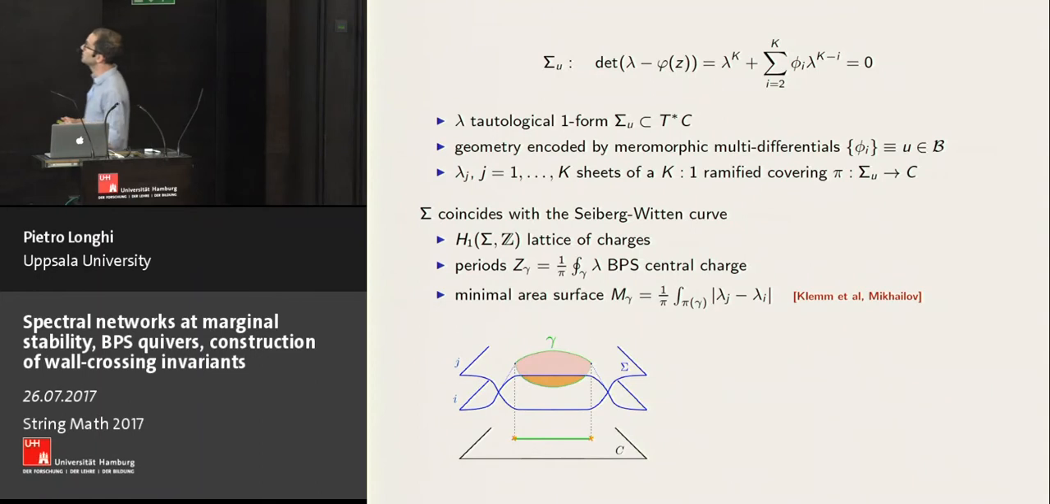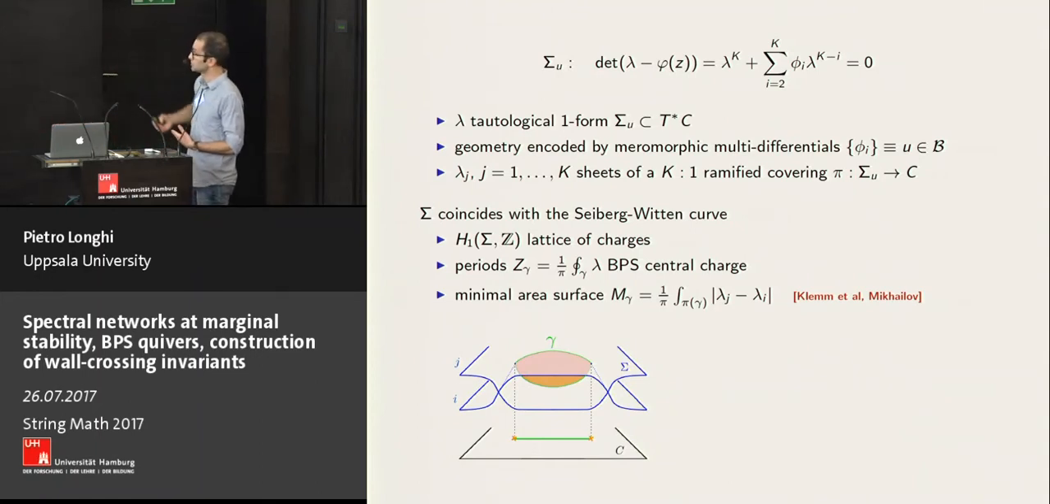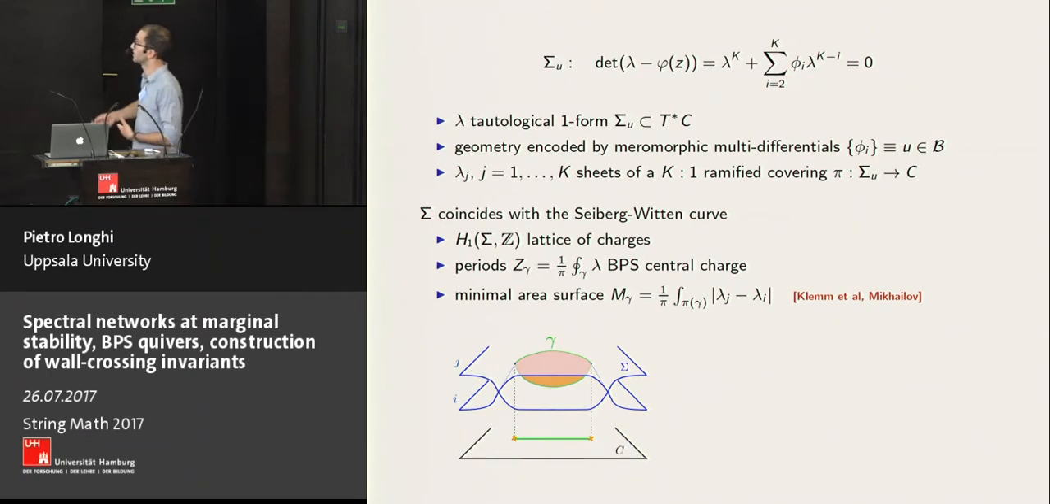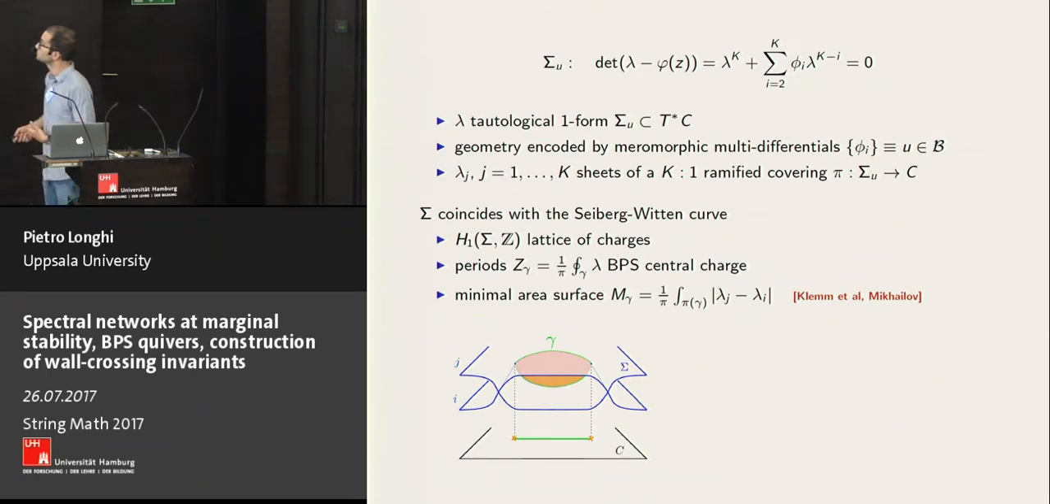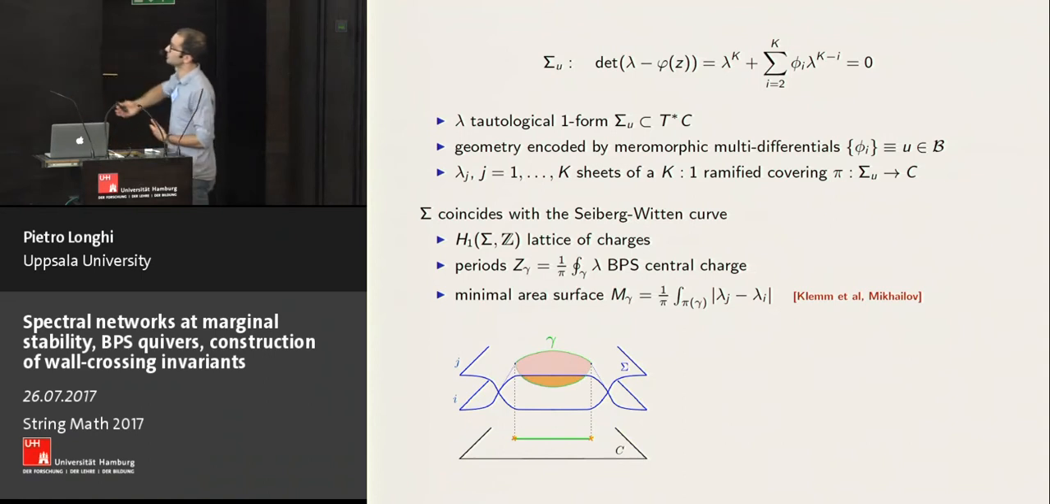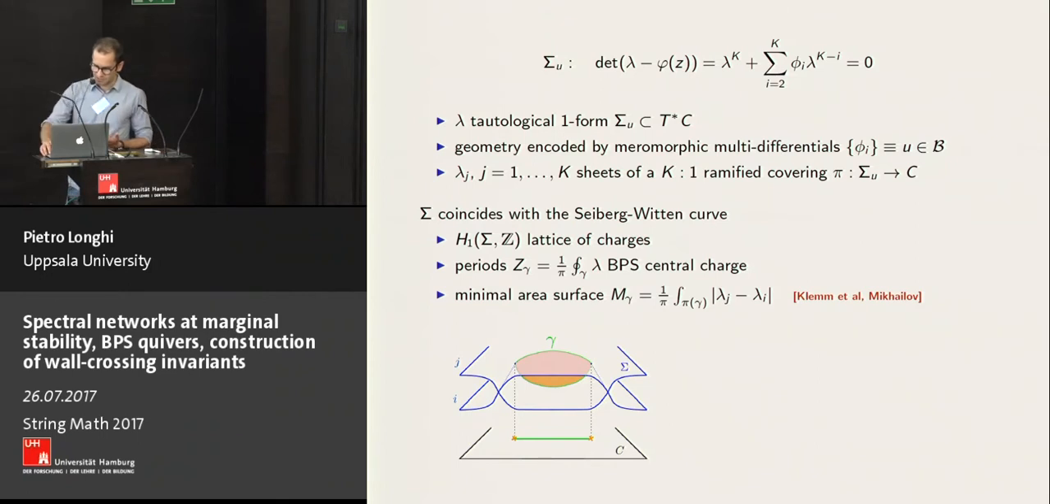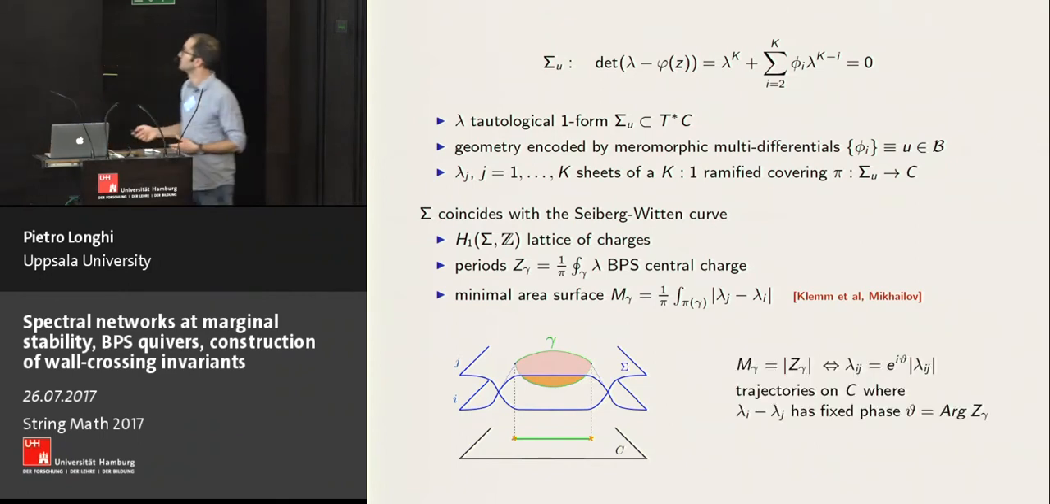And in this setup, BPS states arise as minimal area surfaces, which end on the spectral curve along cycles classifying their charge. And these surfaces stretch along fibers. They project down to one-dimensional paths on C. And so the mass of a BPS state, which is the area of the surface, can be written as the integral along this path of the separation of the two sheets. Now this is relevant because the BPS condition says that the mass equals the absolute value of Z.